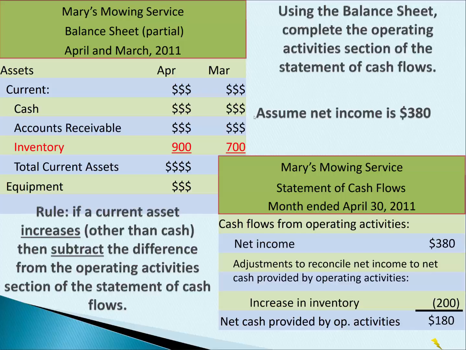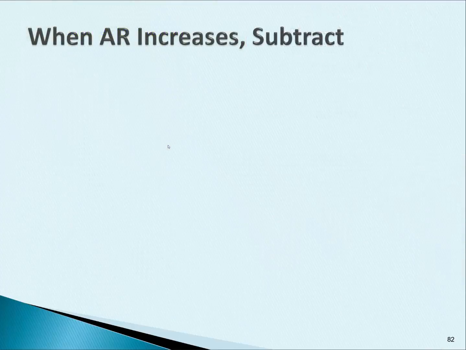So when analyzing these rules or trying to figure out these rules for current assets, the easiest one to analyze is inventory. If inventory went up, then we must have bought inventory, therefore cash went down. And if inventory went down, therefore we must have sold inventory, so cash must have gone up. So these rules for current assets apply to all current assets. But there is one that's a little bit tougher to figure out, and it's not intuitive, so we'll discuss that separately. It's when AR increases.